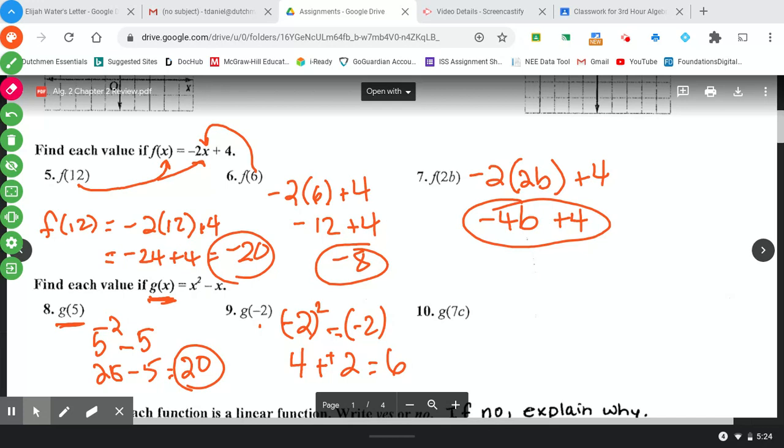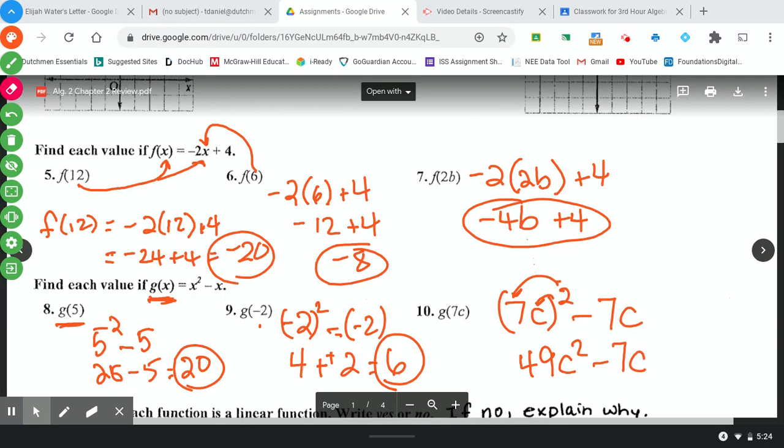Negative 2 times negative 2 is a positive 4, minus a minus 2 becomes plus a plus, which is equal to 6. Then 7c over here, we'll have 7c and square it because it was x squared, and then minus x would be minus 7c. So 7c squared, you have to square the 7 and you have to square the c. So 7 squared is 49, c squared is c squared, and then minus 7c. Those cannot be added any further because that has an exponent of 2 and the other one has an exponent of 1. So that's all the further you can go with that.